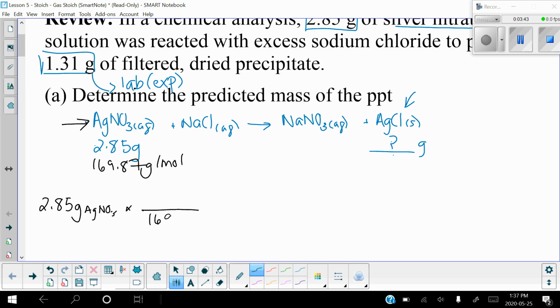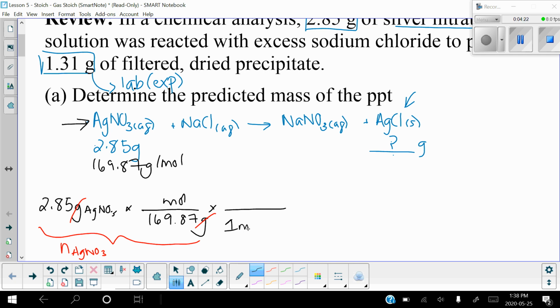In order to cancel out grams, I need to divide by my molar mass, 169.87 grams per mole. From here to here, I have canceled out my grams, and I'm currently left with moles of my silver nitrate. n represents moles, and I'm just going to write silver nitrate. When I have moles, that is an indication that I can now use my mole ratio. This balanced reaction indicates that it is a 1-to-1 ratio.